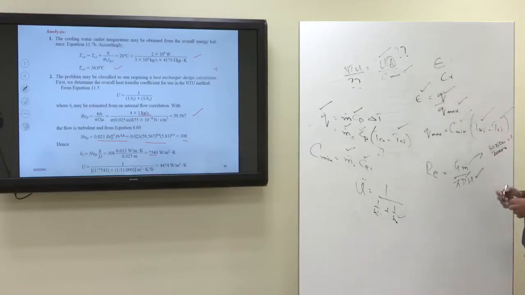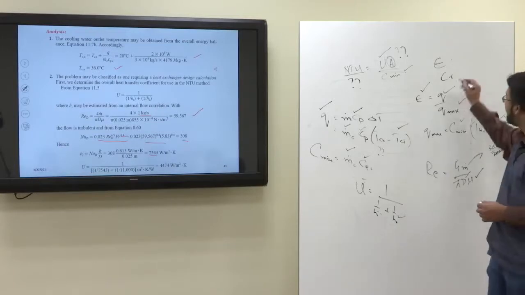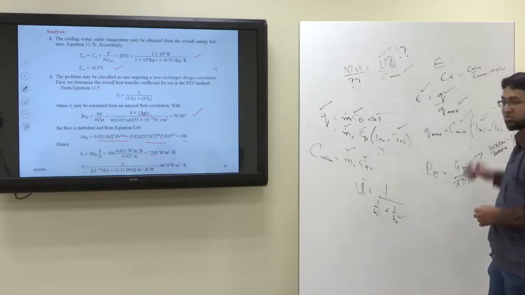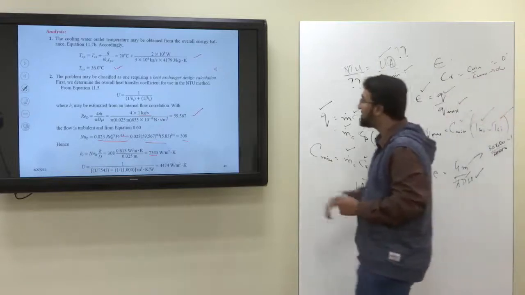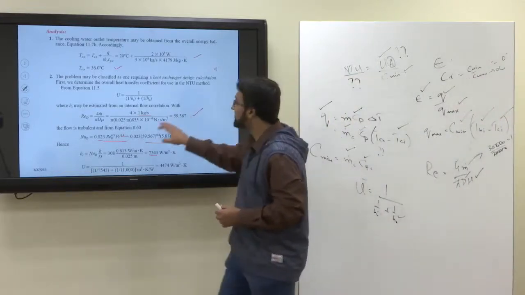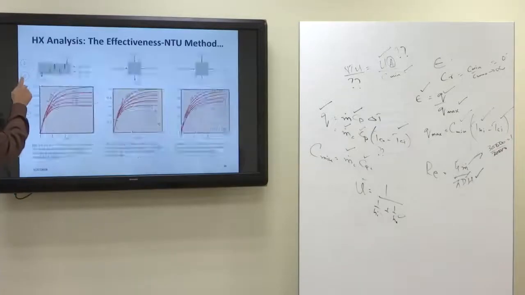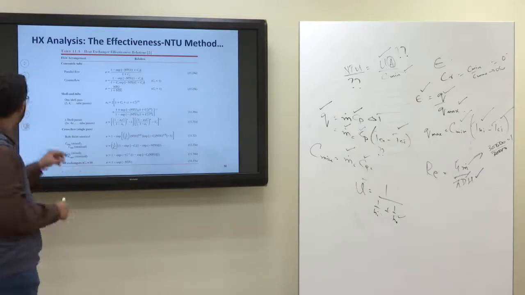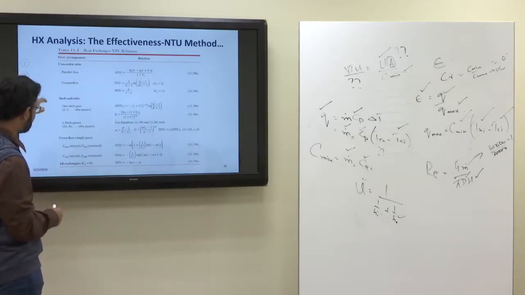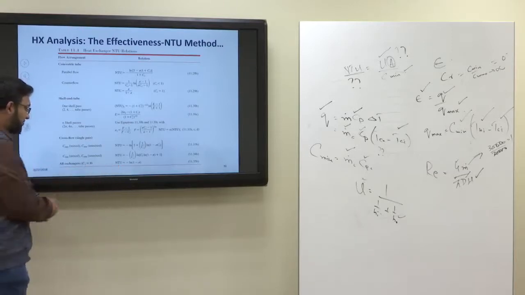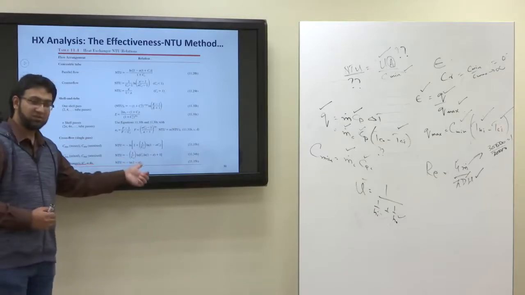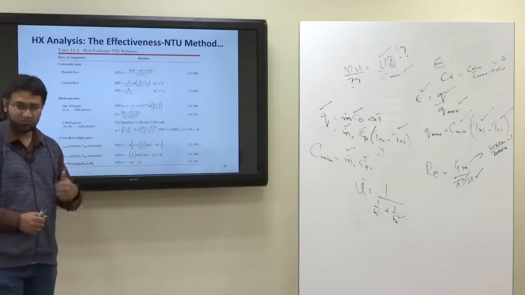You know what will be the CR in this case? C minimum over C maximum, where C maximum approaches infinity, so it's 0. For CR 0, you have that formula. So this is to find effectiveness. The other one is this one, that is for CR 0. NTU equals negative ln of 1 minus effectiveness. You know effectiveness, and that's it.